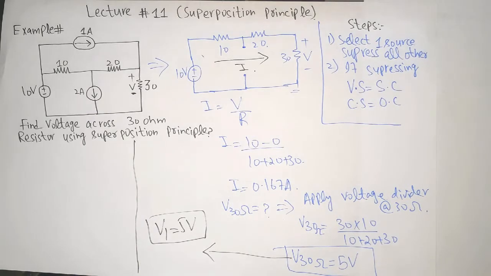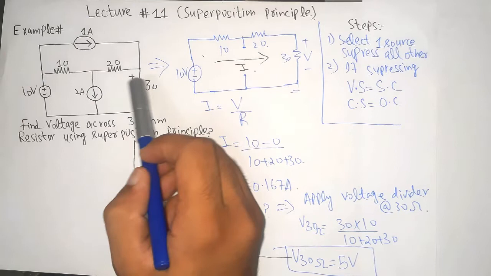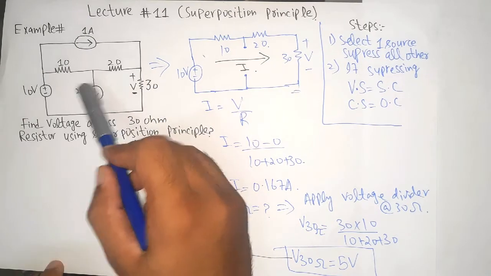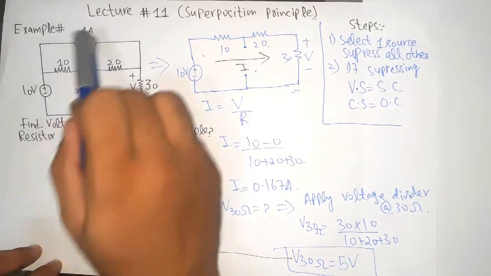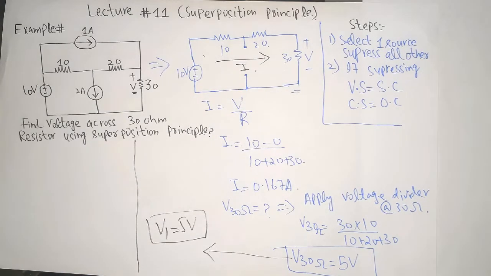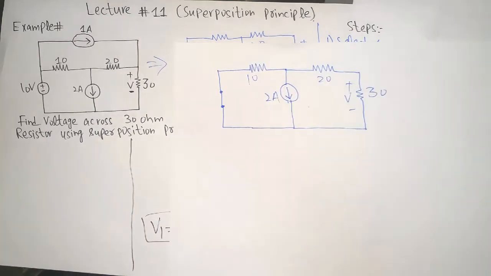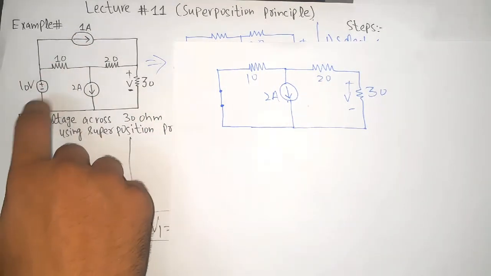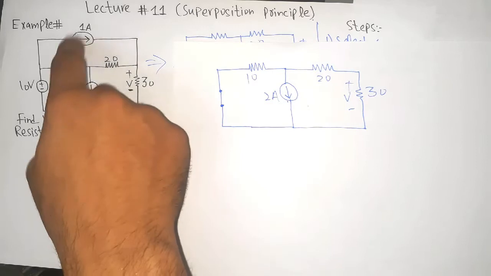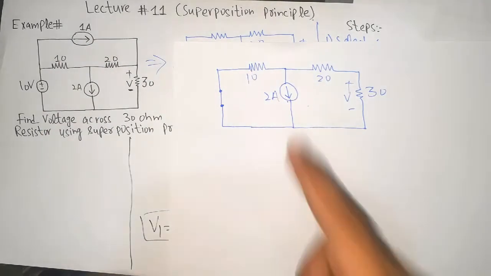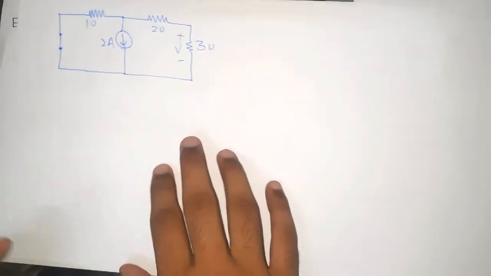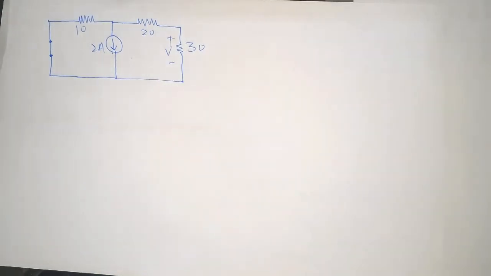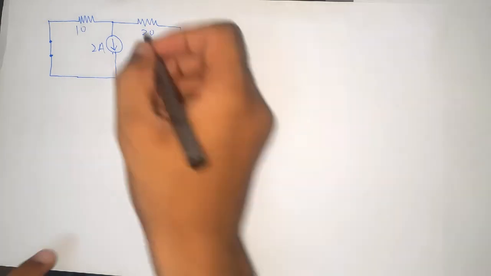So now my next step is to find voltage across 30 ohm using this current source. So we will suppress these two voltage and current sources. I will update my circuit. Students, we will select this source and suppress these two sources. We will short it, and it will become open. So my updated circuit will look like that. Here we need to find voltage across 30 ohm. I will find it using KCL.